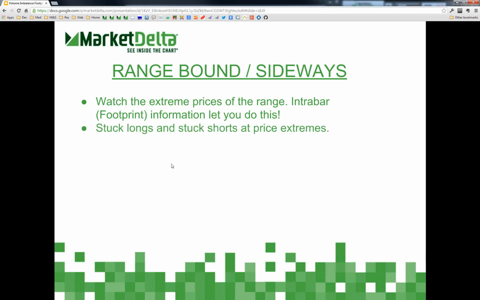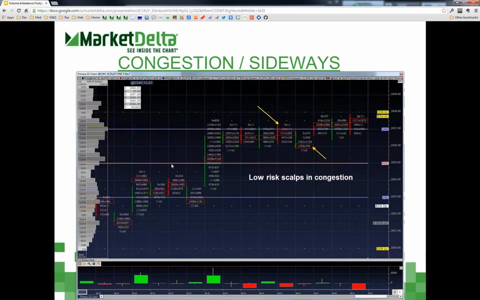Some of the other things we're looking for here are stuck longs and stuck shorts at these price extremes, and I'll show you some examples of what that might look like. That's something Anthony in our trading room is very good at identifying and showing. A clue: volume imbalances tend to be at the extremes, so that's one of the things you can look for. So let's jump in.